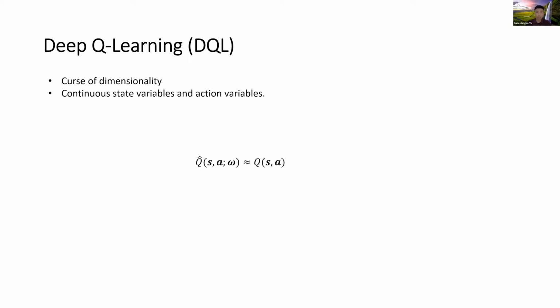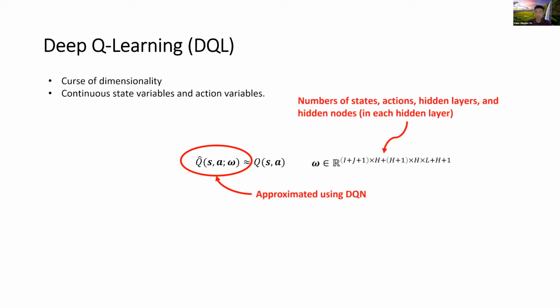As we allow state and actions to be continuous and discrete variables, using a Q table that stores the Q values of all the state action pairs is clearly infeasible. So we adopt the deep Q learning approach that approximates the lookup Q table using a deep neural network. Here we can use this Q hat to approximate the Q, and the Q hat is approximated using a DQN, or deep Q network.